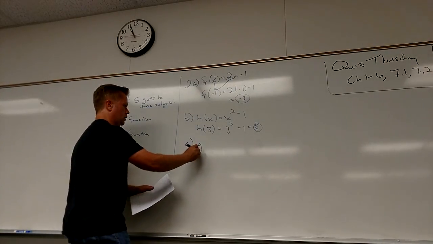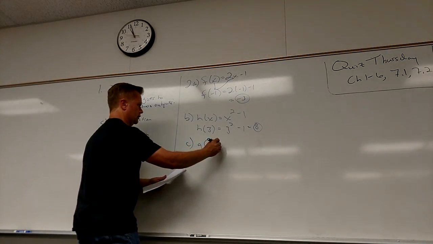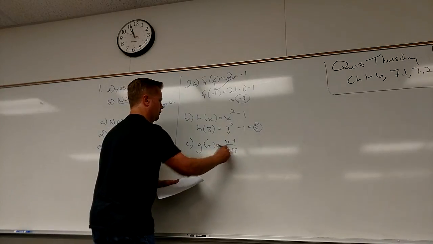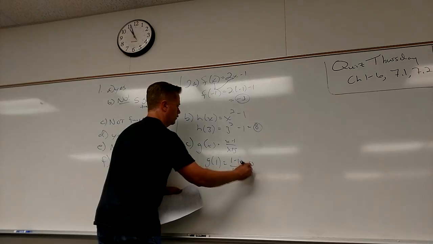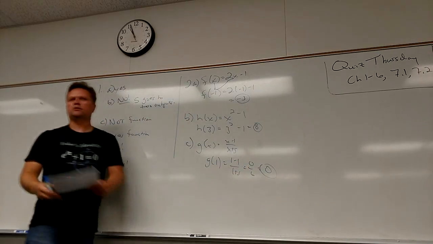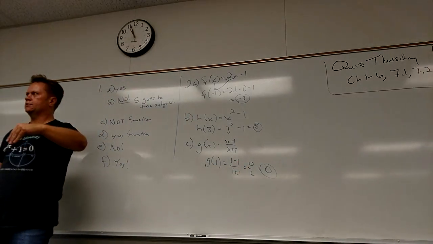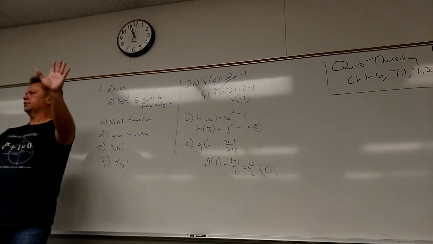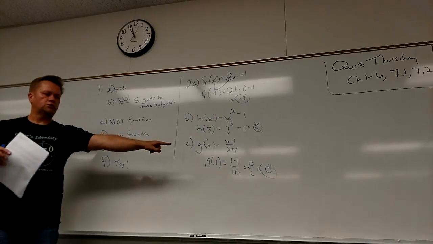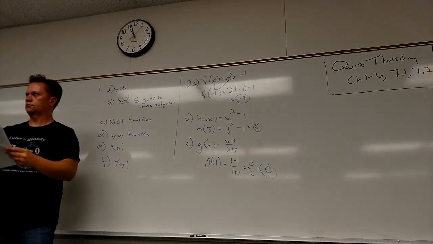C, g of x is x minus 1 over x plus 5. g of 1 then would be 1 minus 1 over 1 plus 5, which is 0. Please don't stop at 0 over 6, because you should have the answer, not a problem that I have to work out. You've got to work it out yourself. Make sure you make it 0, or else I'm concerned.